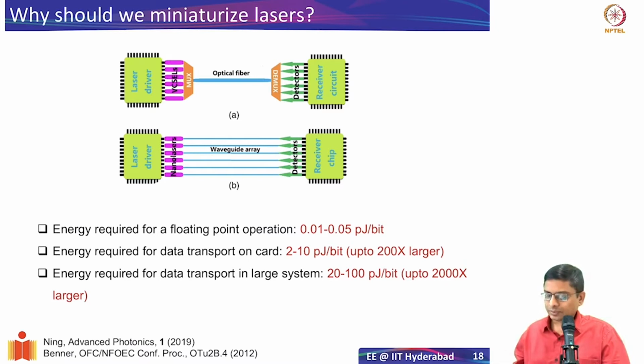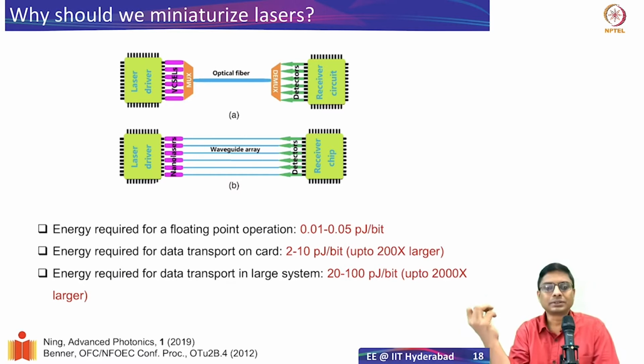So the amount of energy is 200 times larger if you're trying to transmit the information on a card, maybe a few inches. Okay, but the moment you want to transport the data over large distances, maybe meter scale, the amount of energy required would be even larger, almost 2000x larger. So this is a large amount of energy, and we would like to minimize that so that we can transmit information efficiently. Why would we want to do that?